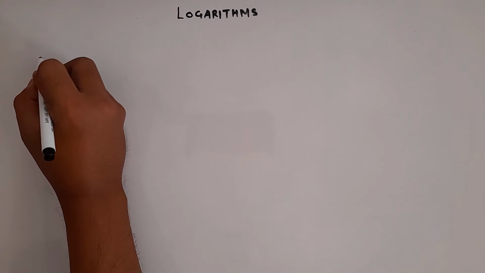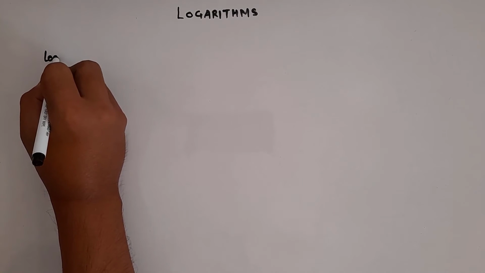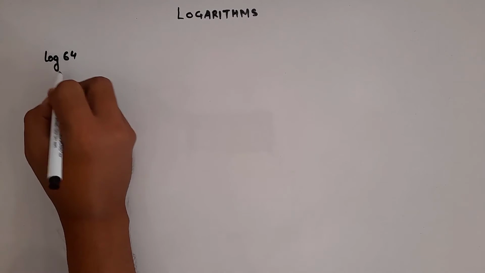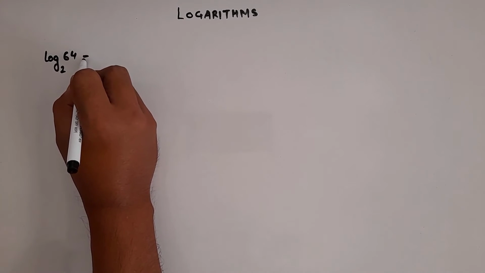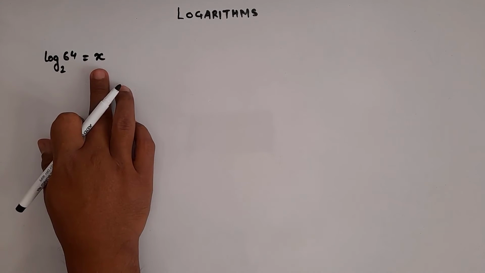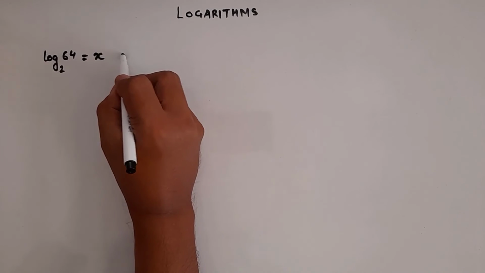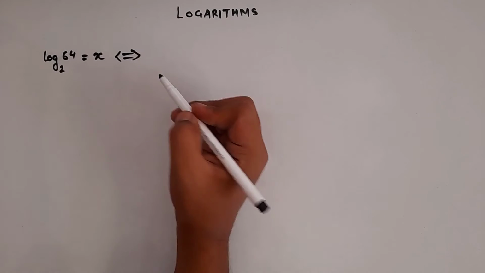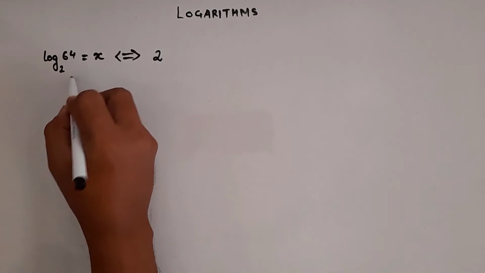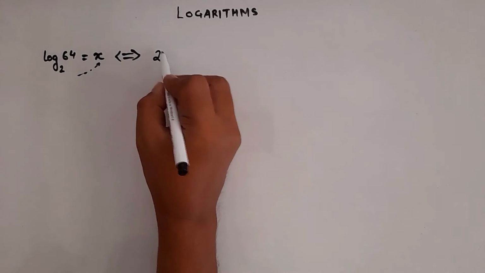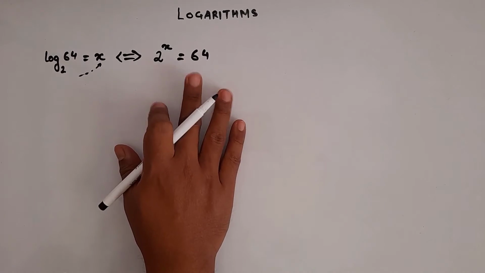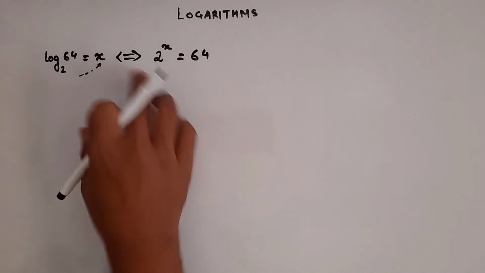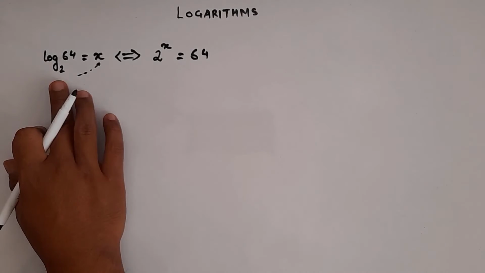So let us say we have log of 64 with the base of 2. What's the value of this particular logarithm? So we do not know. Let's assume that it gives us a value of x. Now if we apply the definition, then how do we write it? So we'll start with the base 2, raise it to the power of x, and that should give us 64. So this is how we rewrite in the exponential form given the logarithmic form.